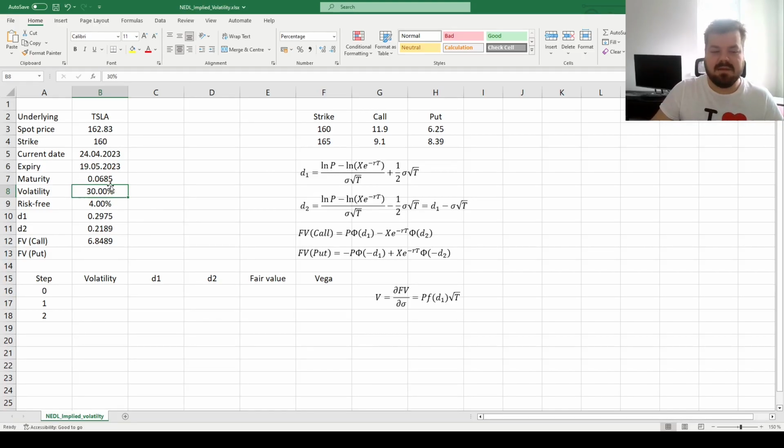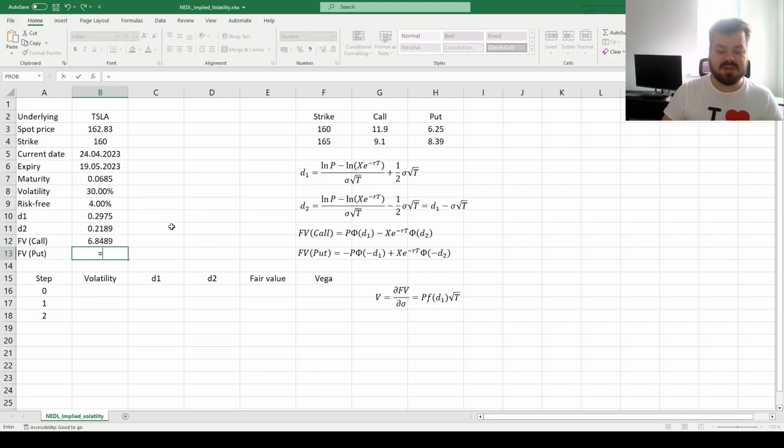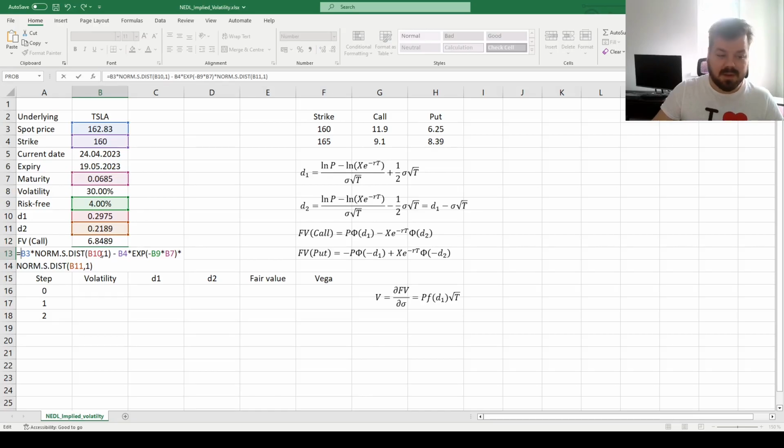So Tesla implied volatility would be much higher than 30% for this price to be justified. However, we can also perform the same calculation based on puts. For that, we need just to change the plus signs to minus signs in the fair value of the call formula. That would be quite a bit quicker.